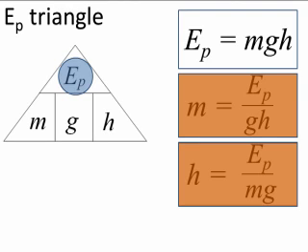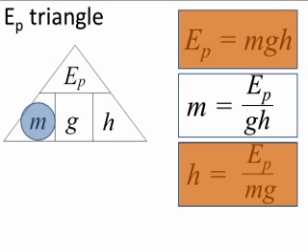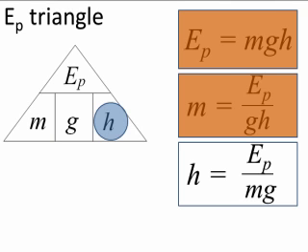Now if we look at a triangle, I've left out the delta here just to avoid confusion. The triangle looks a bit strange, but it's quite easy to use. If you want the gravitational potential energy, you cover the E and you're left with mgh. If you want the mass, cover the m and you're left with E divided by gh. And the height, E divided by mg. We don't have to worry about a formula for g, because g is always the same.